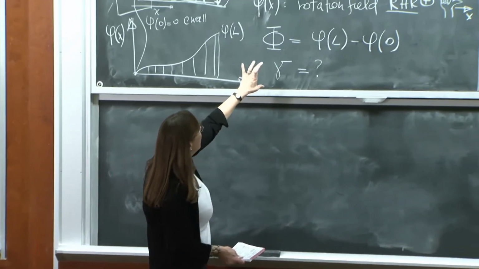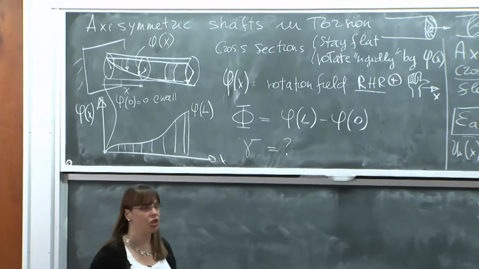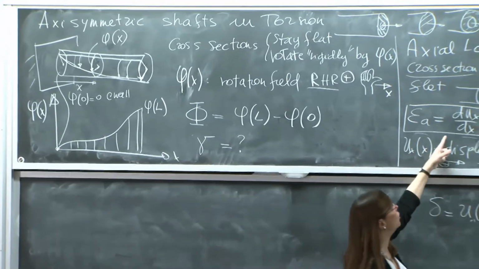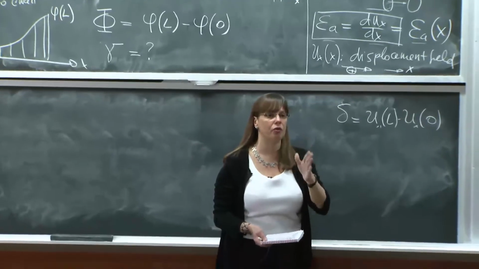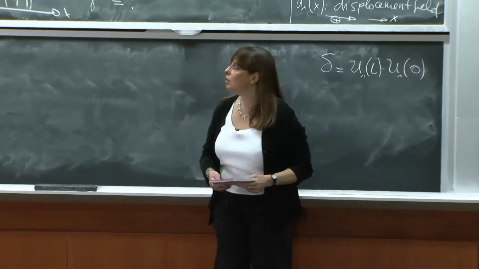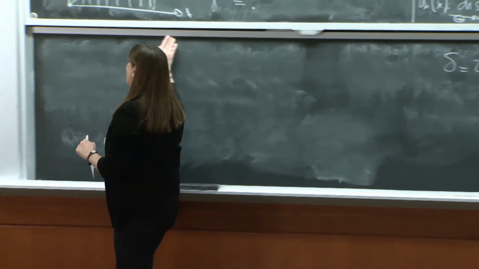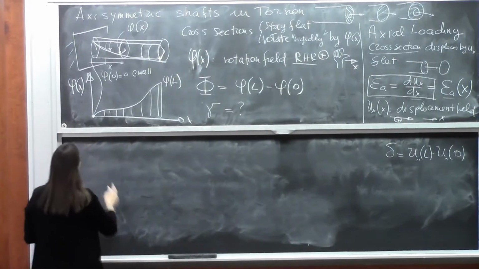Given phi of x, how do I get the strain in the wall of the shaft, gamma? This is what we did in axial loading. It was very simple. The strain was simply equal to du/dx and was uniform across the cross-section. Well, in torsion, things are going to be slightly more complicated. So we're going to ease our way there.